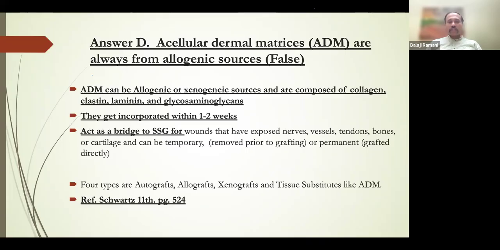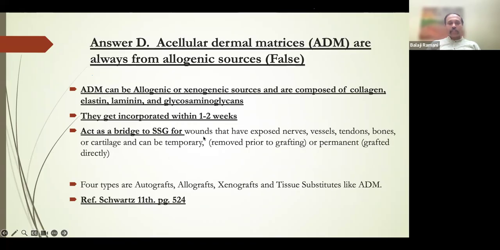So the sources of acellular dermal matrix can be allogenic, which is from other humans, or it can be xenogenic. It can be from other sources. They're basically composed of collagen, elastin. Collagen is the main thing. Other than that, elastin and other things are also present. And most of them are permanent. You don't need to separate them, but there are temporary ADMs also which need removal. And you have an incorporation that happens within 1 to 2 weeks.